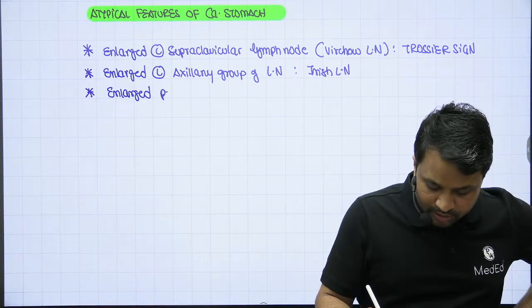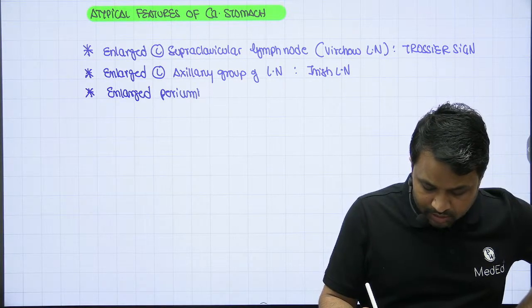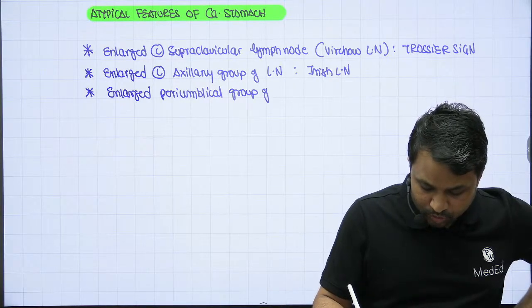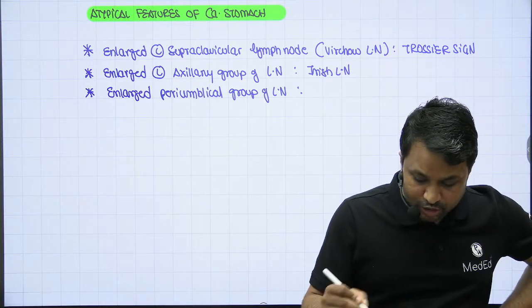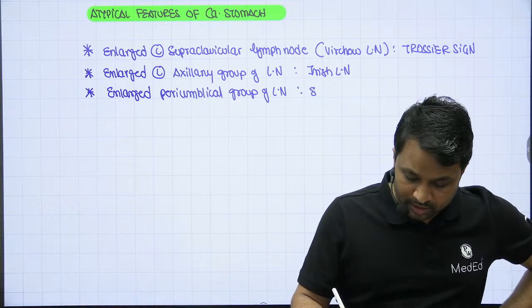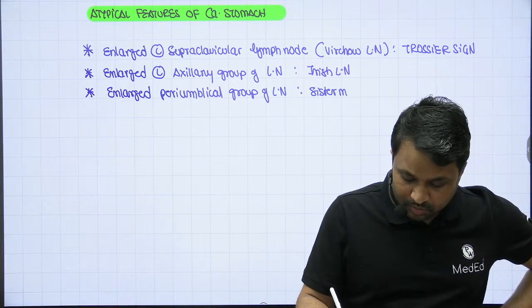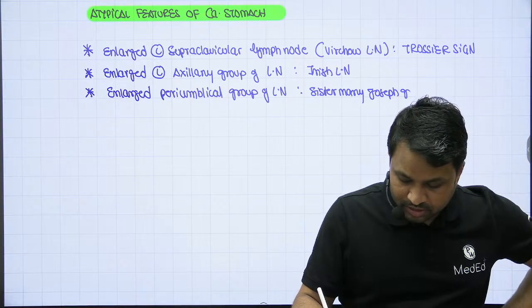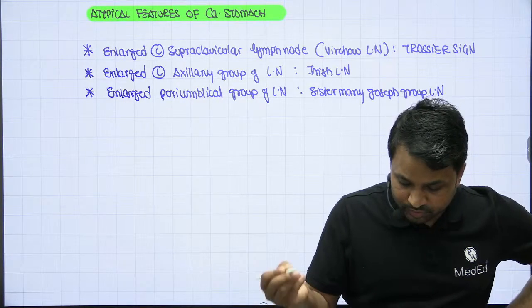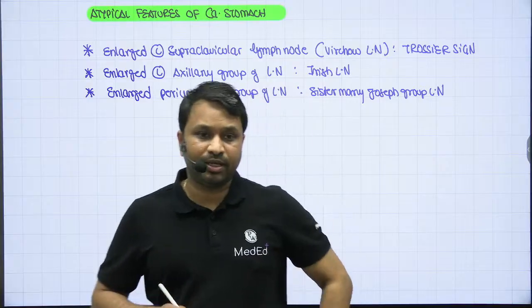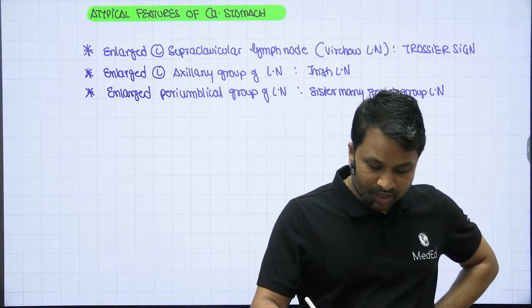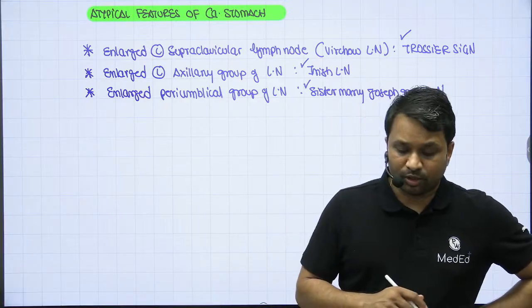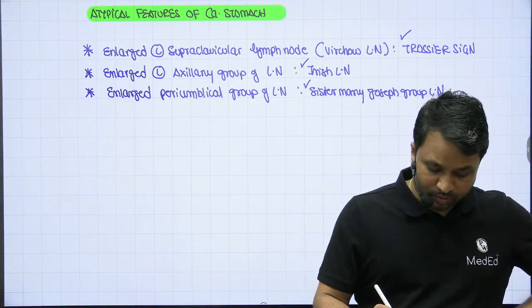This is an enlarged periumbilical group of lymph nodes. And this enlarged periumbilical group of lymph nodes is what we call the Sister Mary Joseph group of lymph nodes, right? So you have the Troisier sign, you have the Irish group of lymph nodes, and the enlarged periumbilical group of lymph nodes are called the Sister Mary Joseph group of lymph nodes.